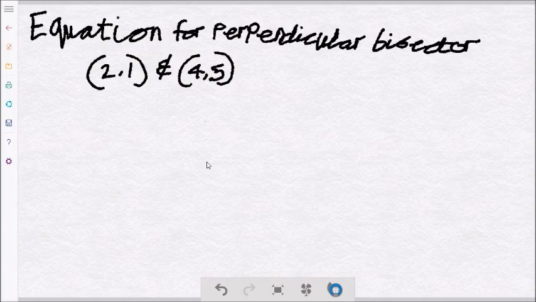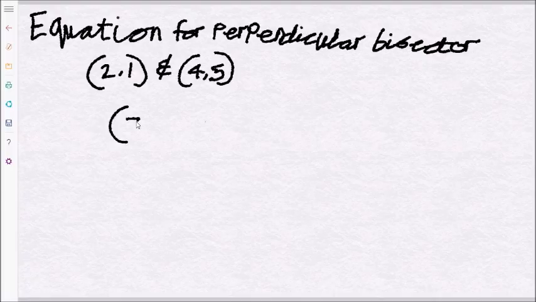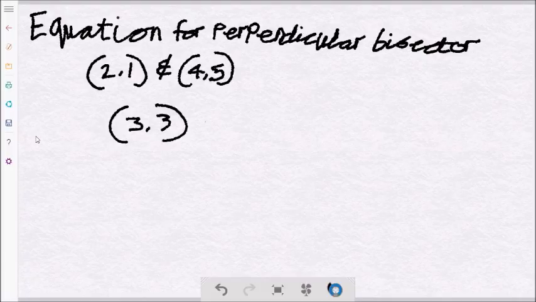Okay, this time we're going to find an equation for the perpendicular bisector of the line joining these two coordinates. So the first thing we're going to do is find the midpoint. So we've got x1 plus x2. So we've got 2 plus 4, which is 6, divided by 2. So the first one is going to be 3. And then we've got 1 plus 5, which is 6, divided by 2 again, which is 3. So that's the midpoint.